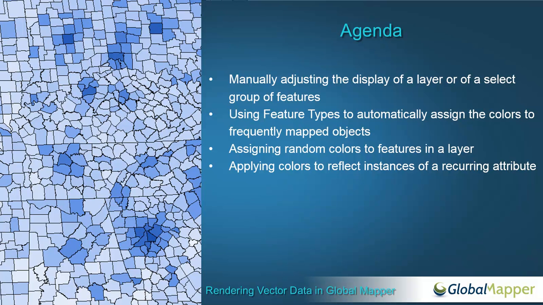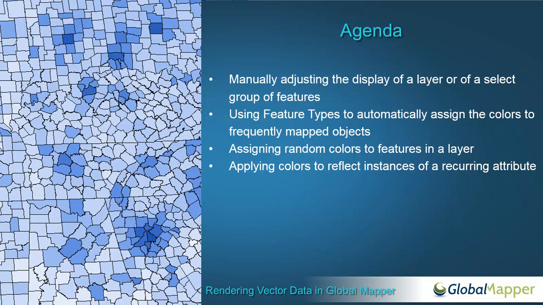Now, to get into more meaningful workflows, we're going to start to look at applying colors that actually reflect certain variables or certain characteristics of the data. And we're going to do a couple of different scenarios. The first one's a relatively straightforward one, where we're going to apply colors that reflect a particular instance of an attribute. Now we're going to actually look at two examples.